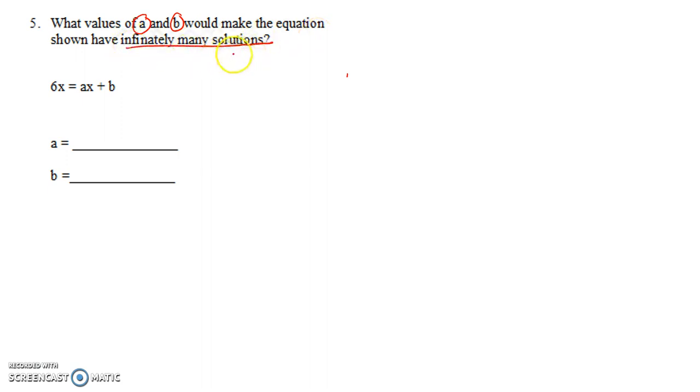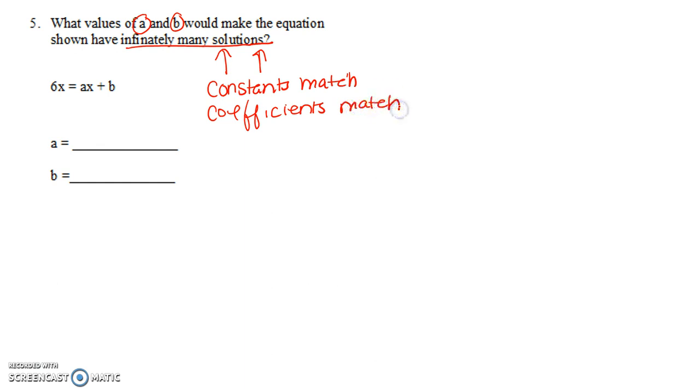So what satisfies a linear equation that has infinitely many solutions? Constants match, coefficients match. Okay, so in this case, we want our coefficients to match. They need to both be 6. Okay, so they both need to be 6.